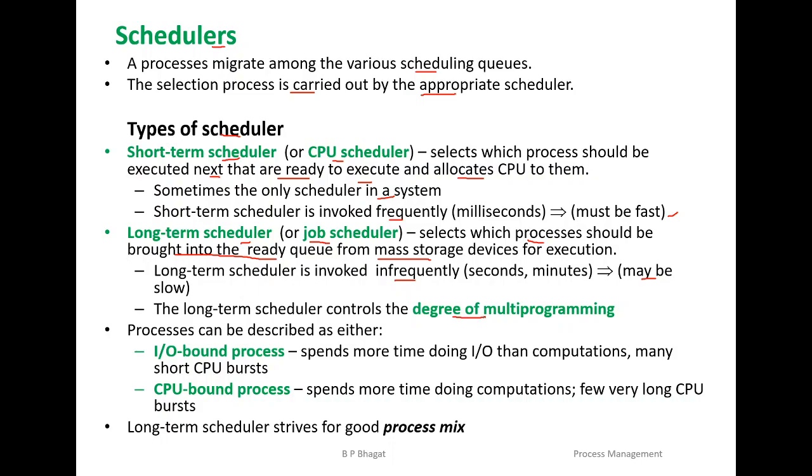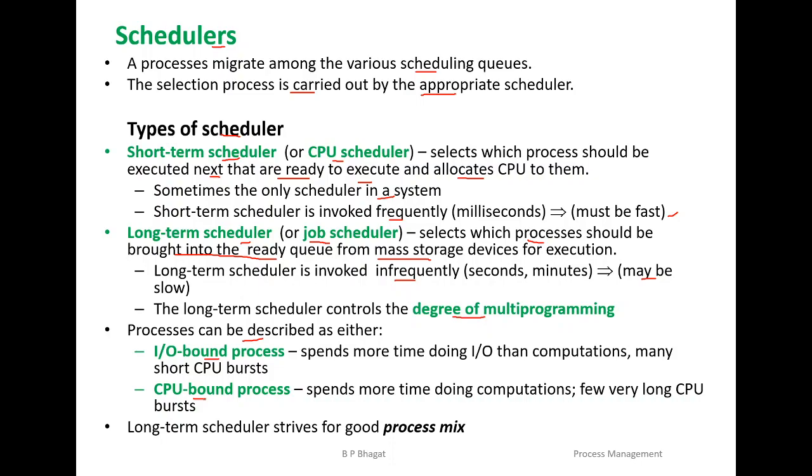If the degree of multiprogramming is stable, then the average rate of process creation must be equal to the average departure rate of the processes leaving the system. Thus, the long-term scheduler may need to be invoked only when a process leaves the system. That means whenever a process leaves the system, only at that time the long-term scheduler brings new processes into the ready queue.